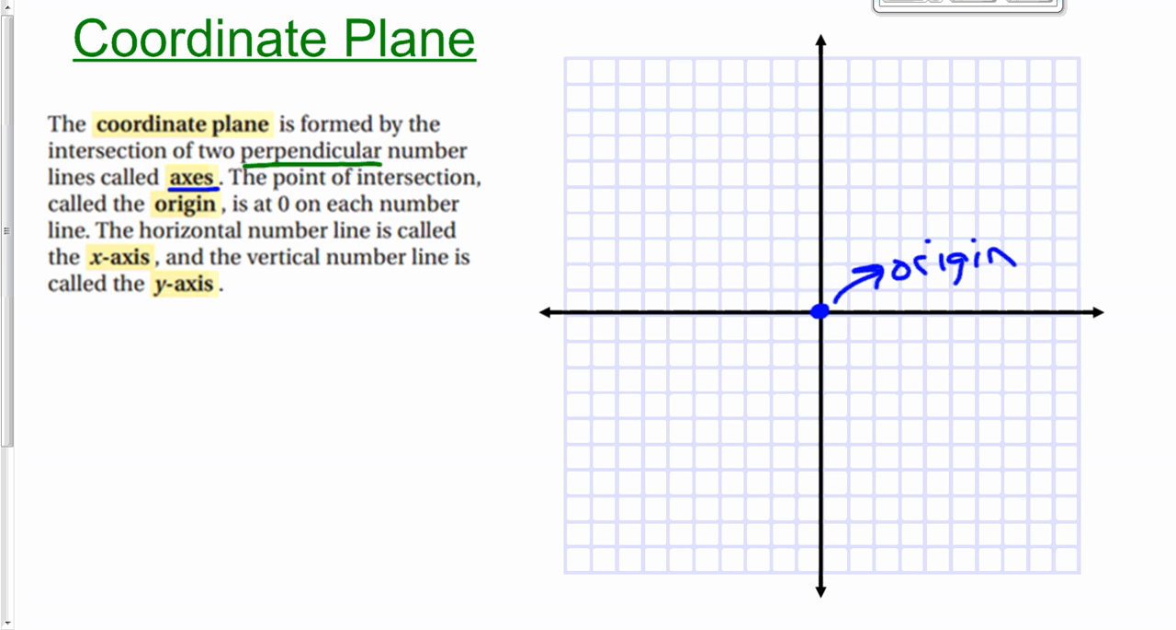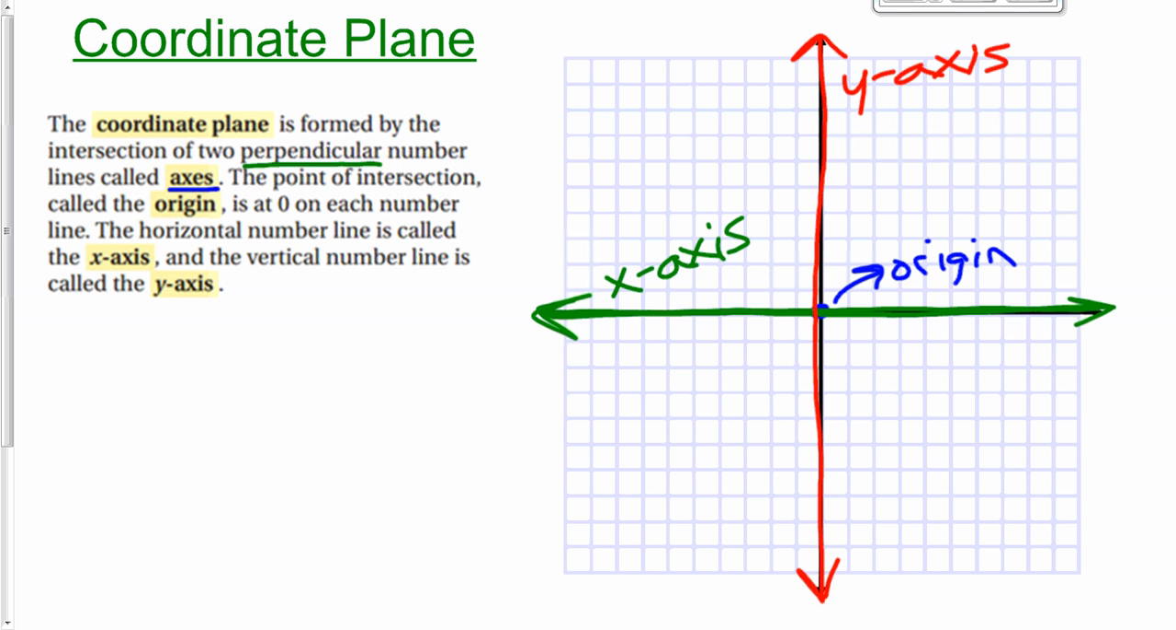And then we have a horizontal axis and then a vertical axis. So the horizontal, which is this green line, we'll use green for that. That's going to be our x-axis. And then our vertical axis is the y-axis. There we go. All right, so those are your pieces basically.